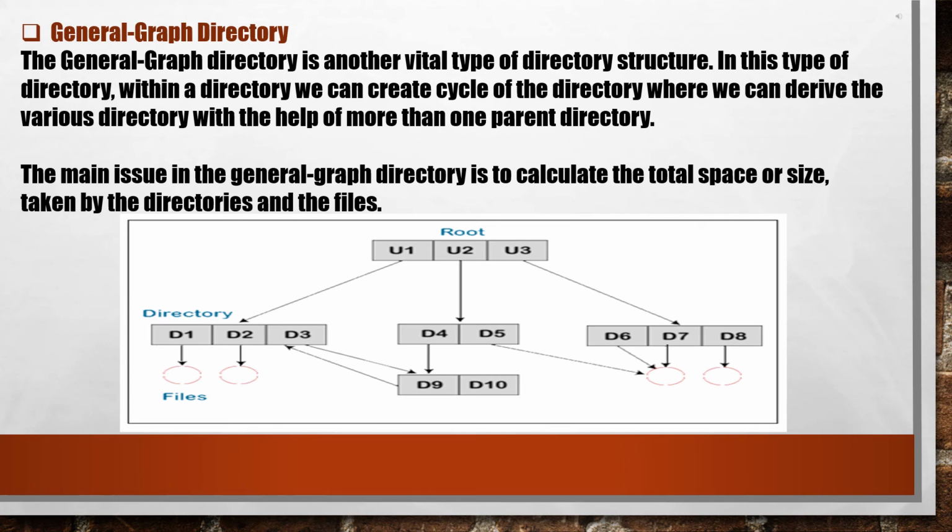The general graph directory is the last one. The general graph directory is another vital type of directory structure where within a directory we can create a cycle of directories, where we can derive the various directories with the help of more than one parent directory. The main issue in the general graph directory is to calculate the total space or size taken by the directories and the files.